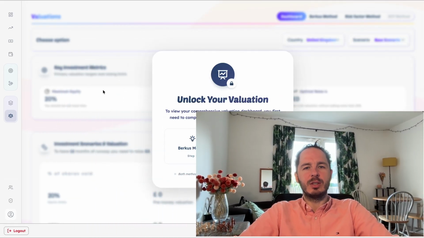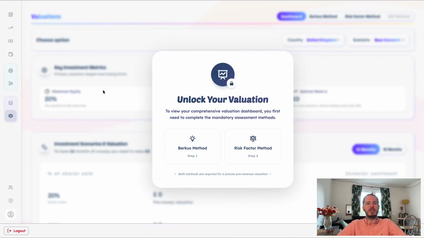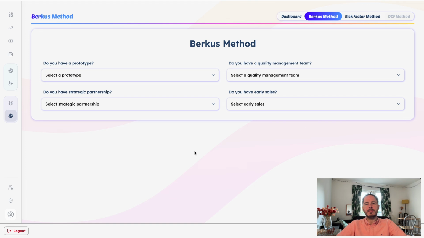We are on the valuation page. To see the valuation page without the pop-up, we first need to complete Berkus Method and risk factor method. Let's start from Berkus Method. This is one of the simplest and most well-known ways to value a pre-revenue startup. It works by asking 4 yes or no questions about your business.